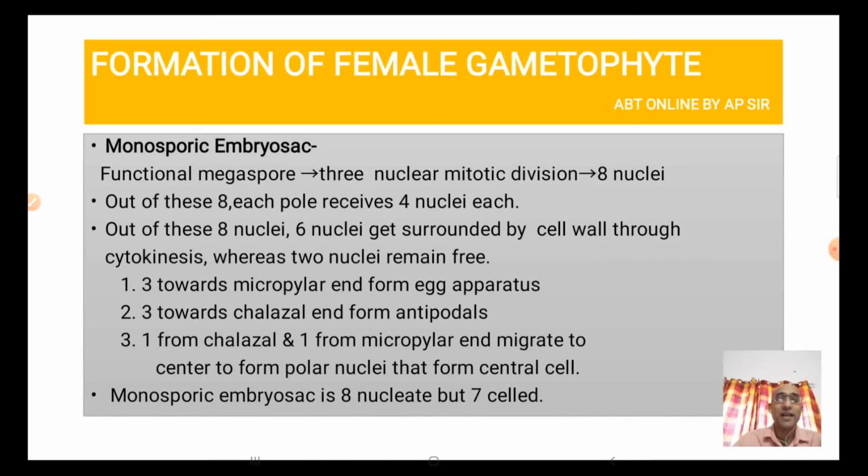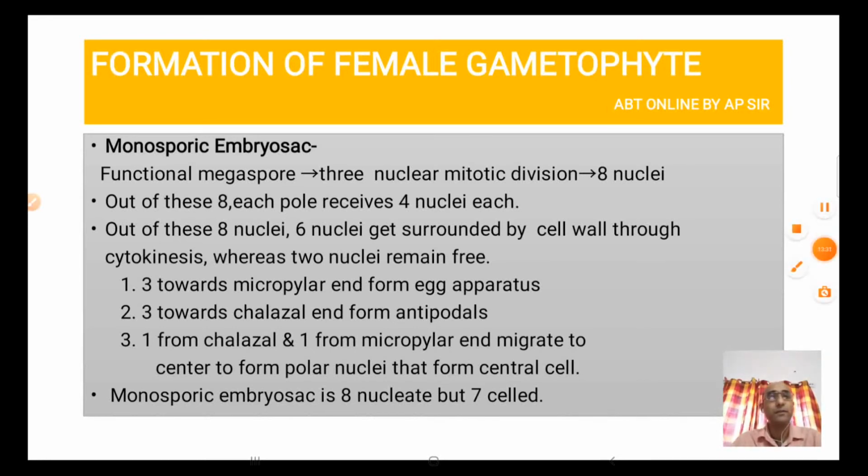So the functional megaspore that was present towards the chalazal end undergoes 3 nuclear mitotic divisions. Its nucleus undergoes 3 mitotic divisions. So how many nuclei are we getting out of 3 nuclear divisions? 8 nuclei. Out of these 8 nuclei, each pole receives 4 nuclei each. 3 nuclear divisions means from 1 nucleus to 2 nuclei: the first mitotic division gives rise to 2 nuclei, the second gives rise to 4 nuclei, and the third gives rise to 8 nuclei.